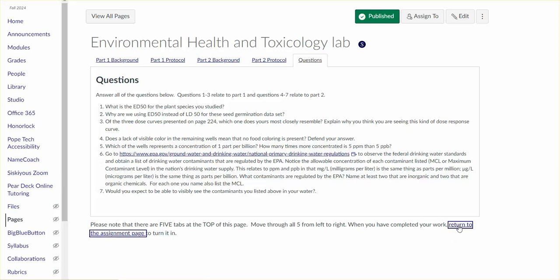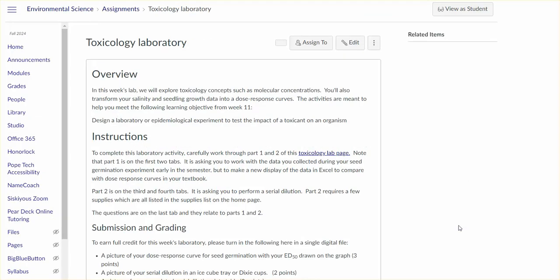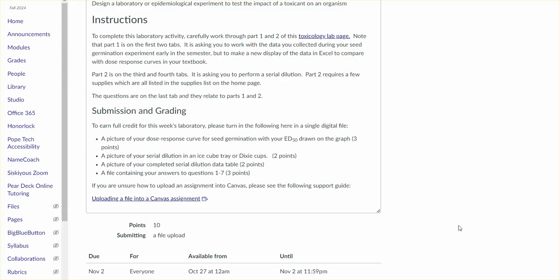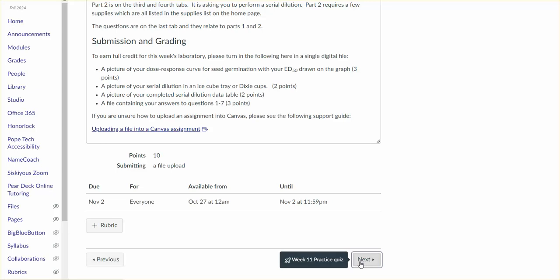So please turn this in at the assignment page. I'm looking for a picture of your dose response curve, so that remade graph with the ED50 drawn on the graph, a picture of your serial dilution in either Dixie cups or the ice cube tray, a picture of your completed serial dilution data table, and then the answers to the questions.